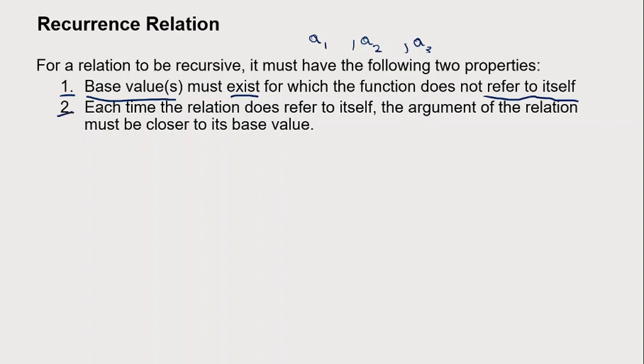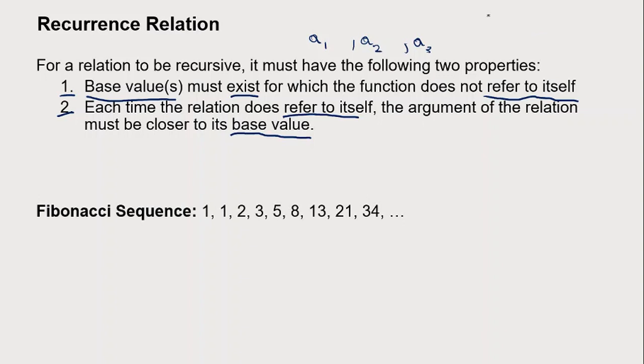And then the second quality is that every time the relation does refer to itself, we are getting closer to the base value, just like I did with my example just half a minute ago. So when I was getting closer to that base value A1, which I knew.